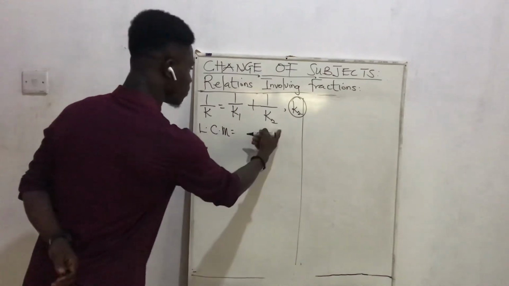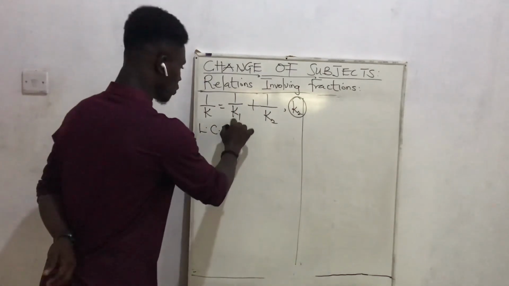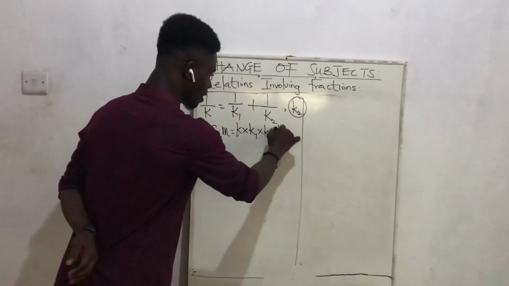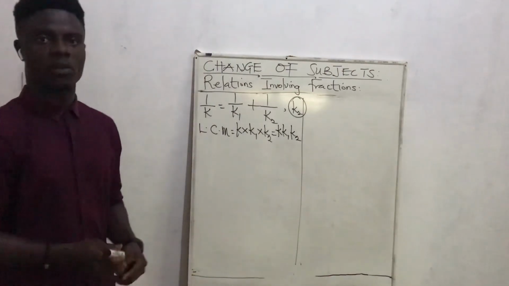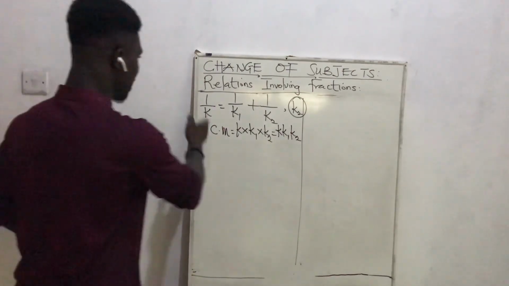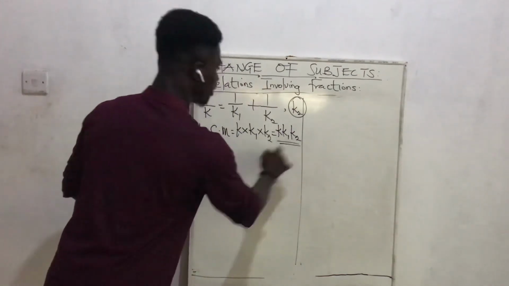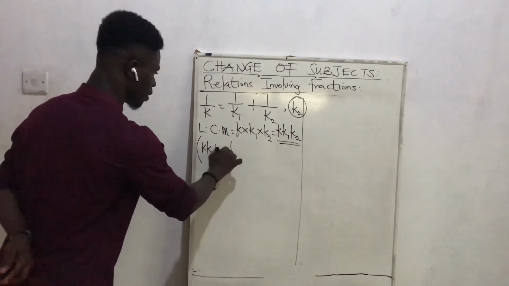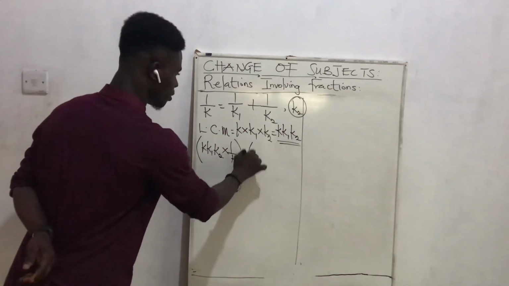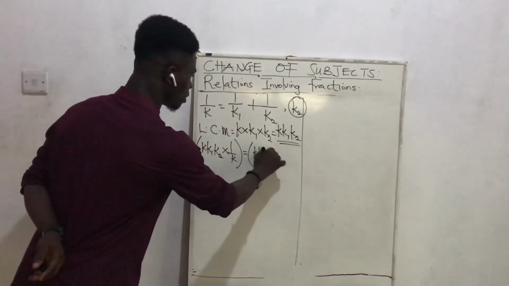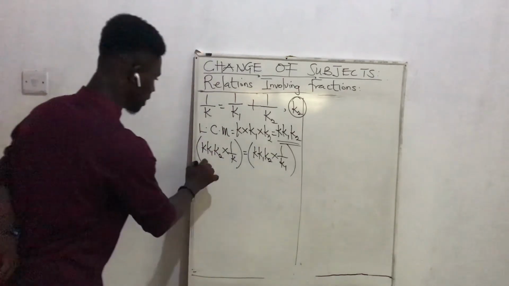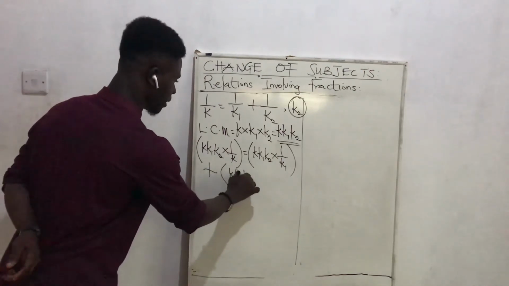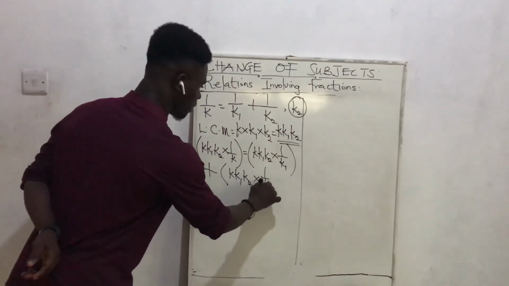which is what? Multiplying the denominators. So K times K1 times K2, which gives us K1 K2. Very, very simple. So now we have to multiply each term by what? This LCM. So I have K1 K2 times 1 on K equals K1 K2 times 1 on K1, then plus K1 K2 times 1 on K2.